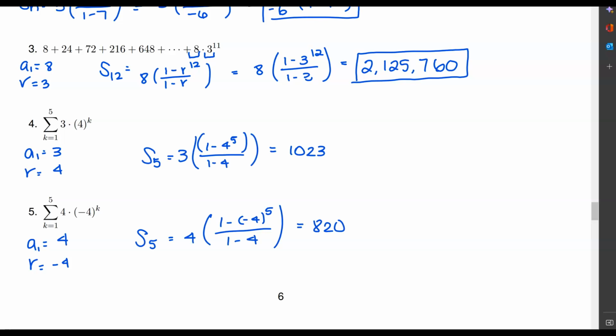Alright, so for number 4, hopefully you got 1023. Notice we are taking that rate of 4, and we're raising it to the 5th power. Now, the difference with number 5 is that even though we're finding the 5th term and the initial value is larger, because we have that negative, that ends up changing the game a little bit. So we end up with a total of 820. And that's it for this section.